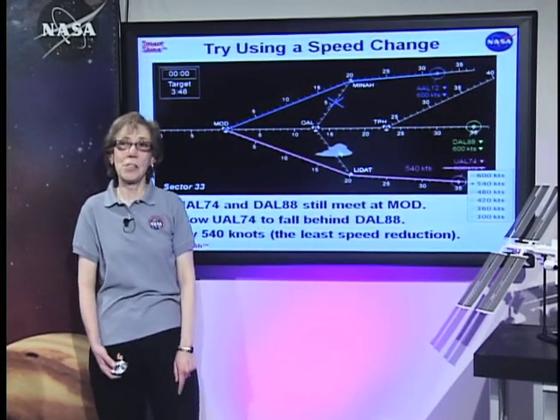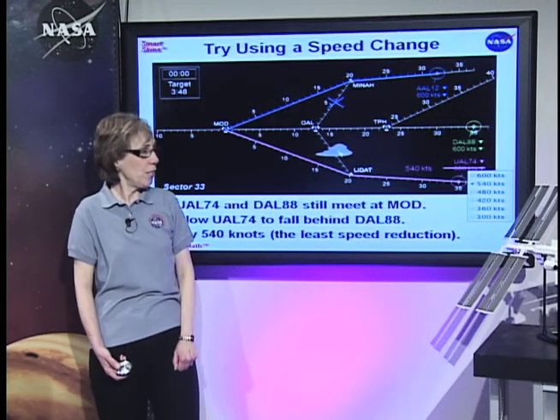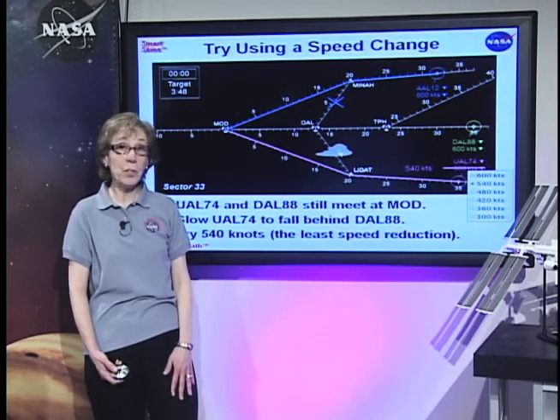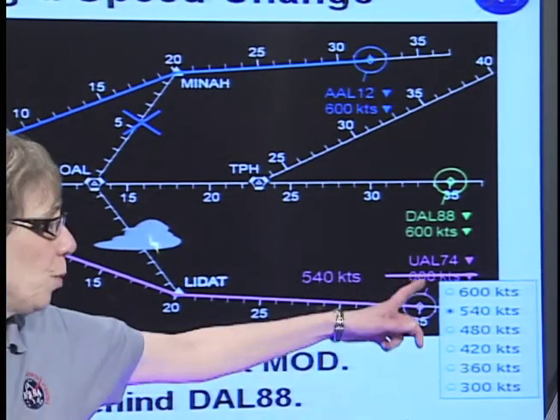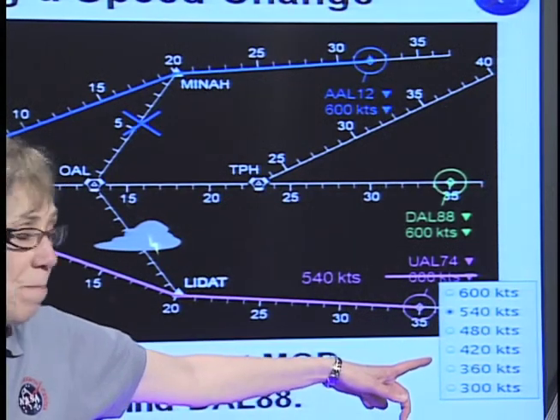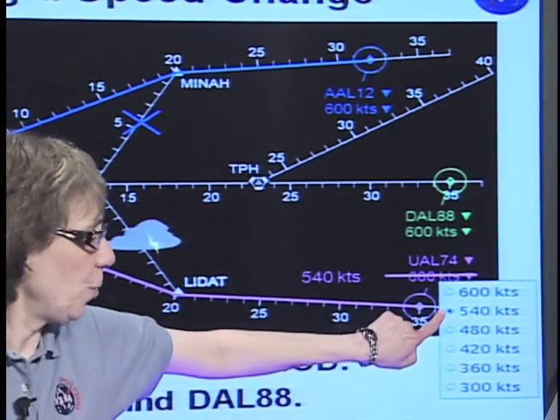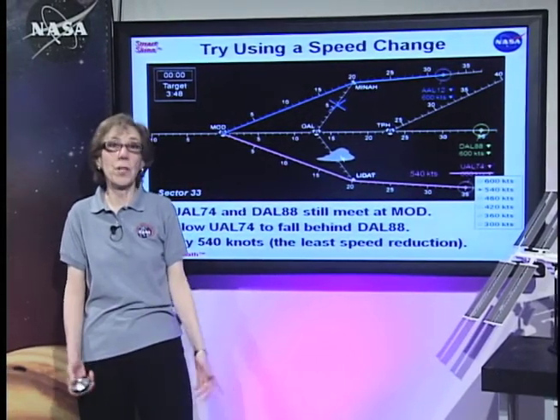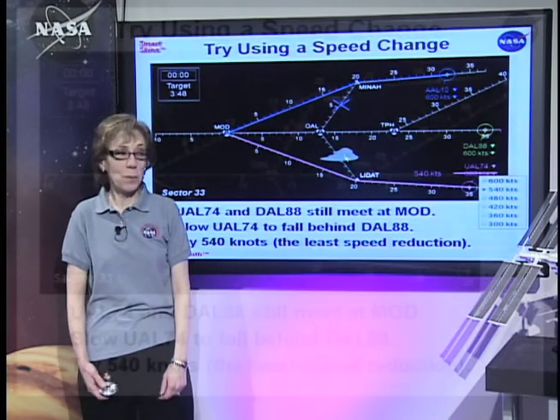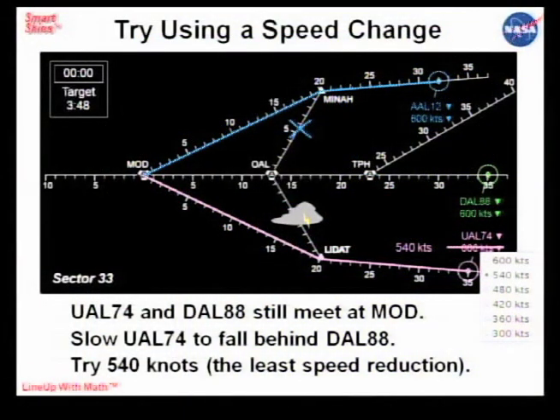So let's try using a speed change. And what we're going to do, we could slow either plane, but what we will do is to slow United, and we'll slow it to 540 knots. We'll see that we have a little speed menu here, and the least speed reduction we can make is 540 knots. Why do we try that? We're just going to experiment. We try that because we want to get the last plane there in the shortest amount of time, and so we'll just make the smallest speed reduction possible and see what happens. So what we're going to do now is see that on a video.